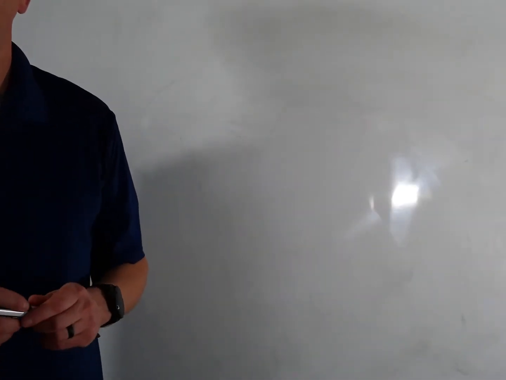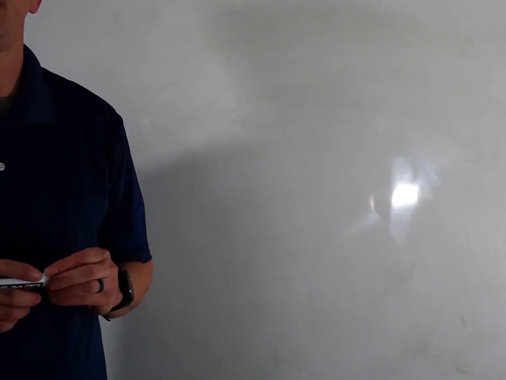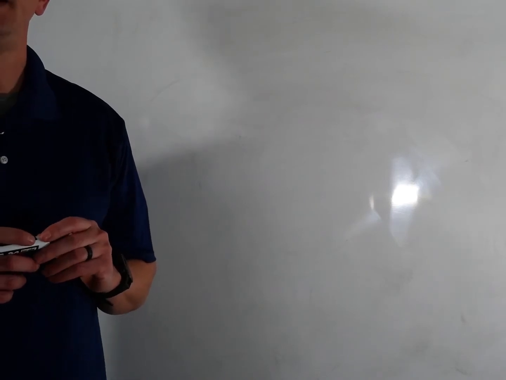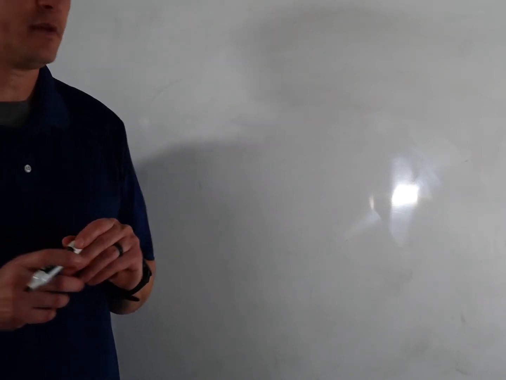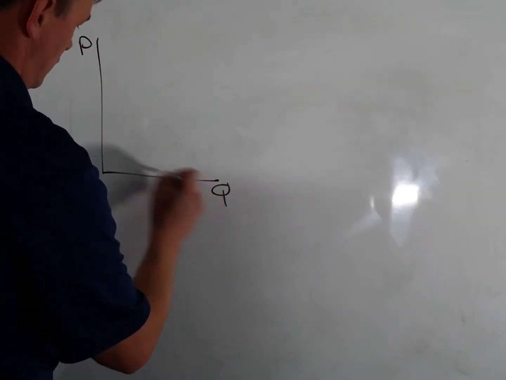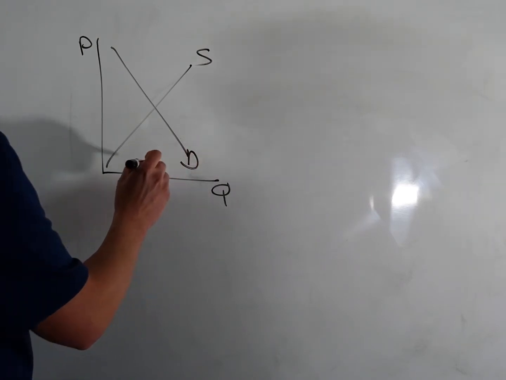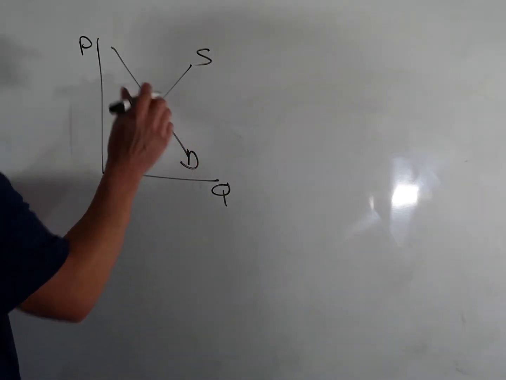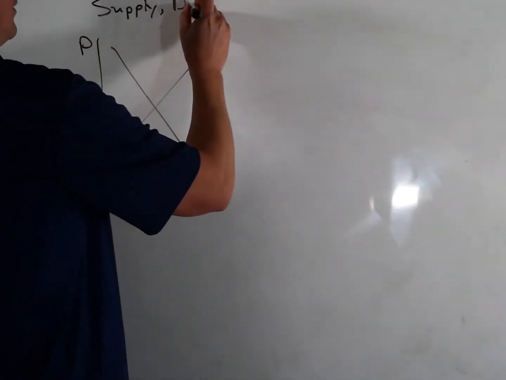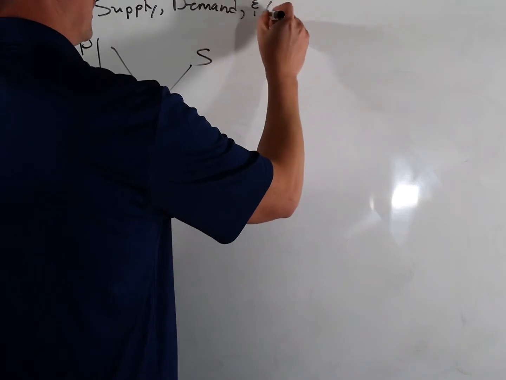Okay, welcome back. We're going to talk a little bit about supply, demand, and government policies. The first place to start is a refresher on binding price floors and price ceilings. So let's look at a graph with supply and demand. And again, we're talking about supply, we're talking about demand, and we're talking about government policy.